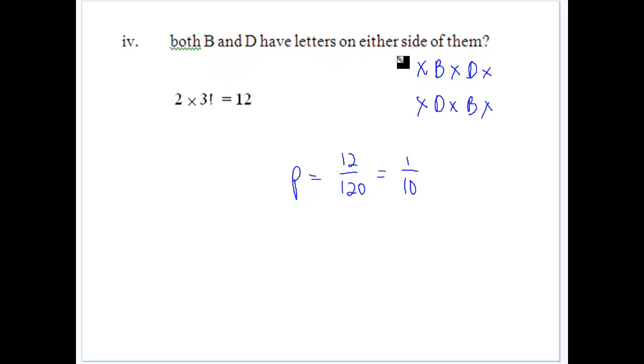Both B and D have letters on either side of them, so if that's going to be the case, they've got to be in the 2nd and the 4th spot. So again, if they're going to be in those particular spots, they can be arranged 2 factorial ways in those 2 spots, and then the other letters have to be arranged in the other 3 spots around them, which can happen 3 factorial ways. So you can see how counting techniques allow us to get the favourable amounts over the total amounts, giving us our probabilities.